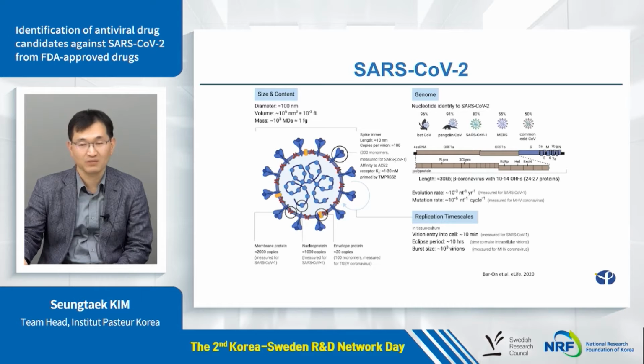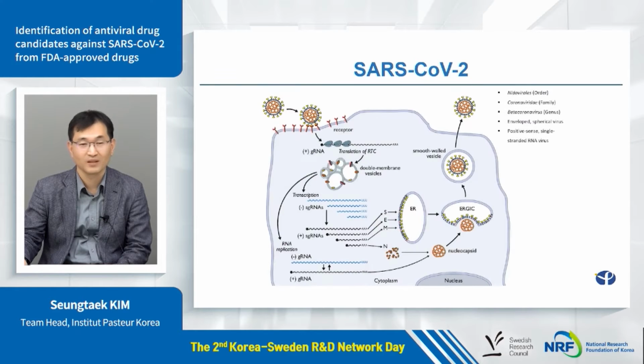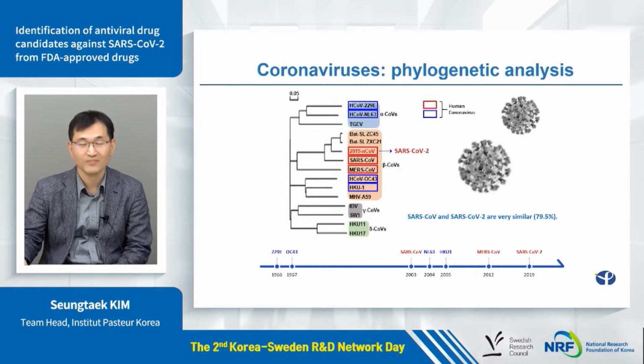The causative agent of COVID-19 is a novel coronavirus, which is named SARS-CoV-2. This coronavirus is an RNA virus, and it is very similar to the bat coronavirus. Okay, this slide shows the life cycle of coronavirus. Coronavirus is an enveloped spherical virus with a positive-sense, single-stranded RNA genome.